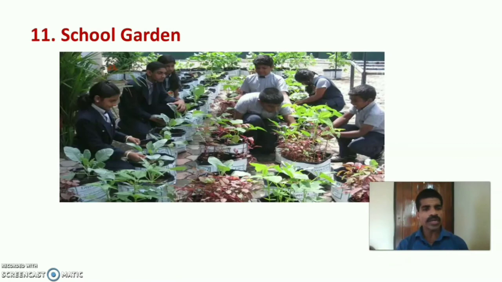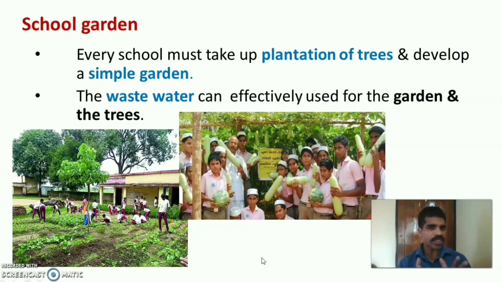Next is school garden. Every school must take up plantation of trees and develop simple gardens, either a kitchen garden or another general garden. The wastewater can be effectively used for the garden and the trees.